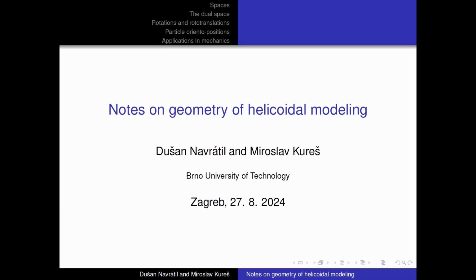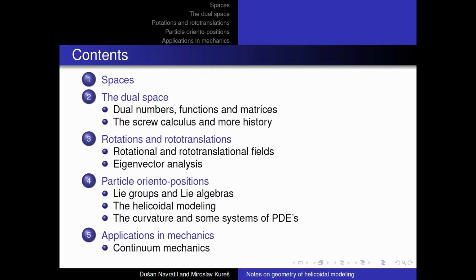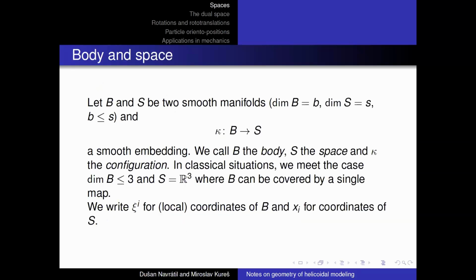Hello everyone. My talk will be about geometry of helicoidal modeling. What we first need to do, we have to define spaces over which we assume our material and surrounding space. Then we develop theory of dual numbers, dual functions, and matrices we use in this framework. This will serve as a foundation for the third and fourth sections. And in the end, I will tell about some possible applications in mechanics of this type of modeling.